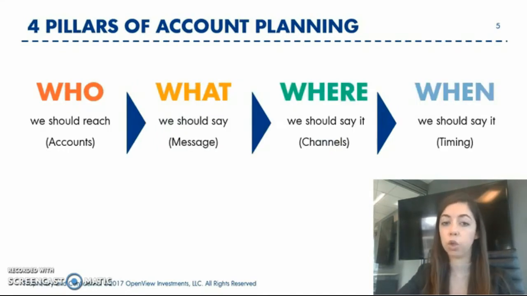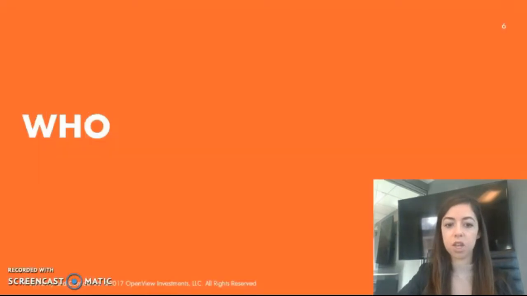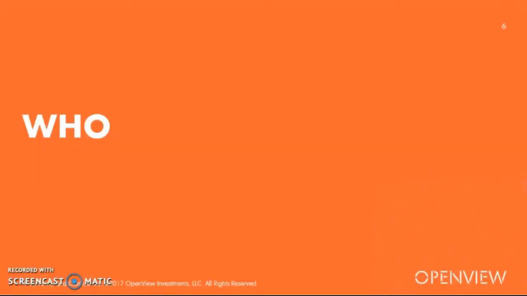And while those three are hugely important, I also want to stress that there's a fourth pillar that needs to be considered, and that's the when. So thinking about the timing of when you actually need to reach out to the accounts. And I think this is the one that's most often lost when trying to plan this at scale, just because it takes the most coordination with marketing and the most pre-planning. So let's dive right in to the pillars.